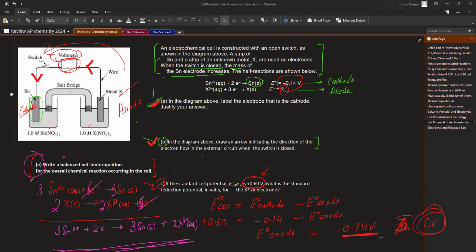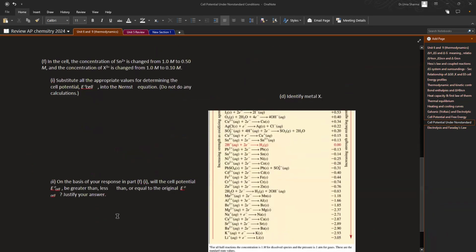This is a very popular question. Look at the half reactions, identify anode and cathode, and write the final equation. This can be a multiple choice question. This can be a free response question like this. So we are done with this first set of questions, but we have another set. So let's come down. This is another set of questions.